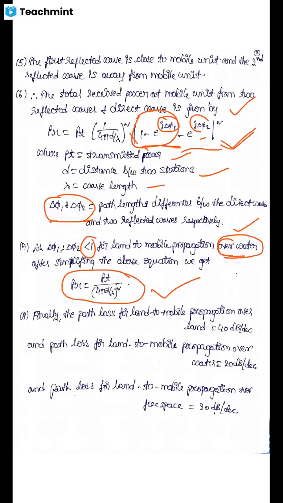And here, in the last, 8th point, I have given you a conclusion point. You have to remember that the path loss for land to mobile propagation over land is 40 dB per decade, the path loss for land to mobile propagation over water is 20 dB per decade, and for free space it is 20 dB per decade. Okay, this is the first case. Thank you.